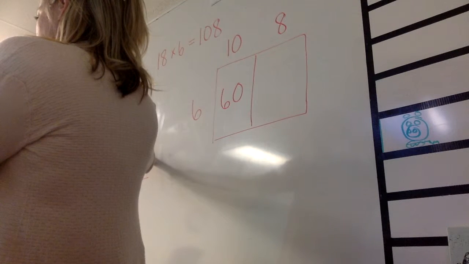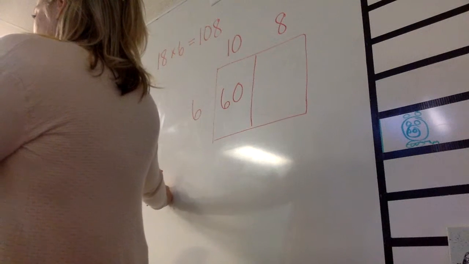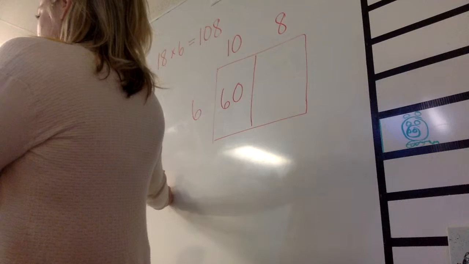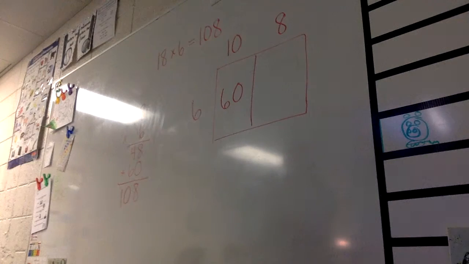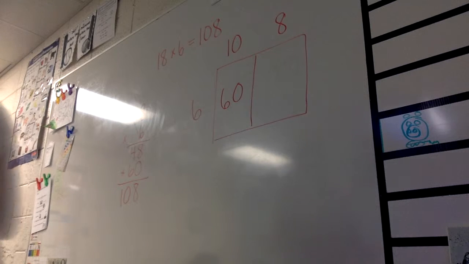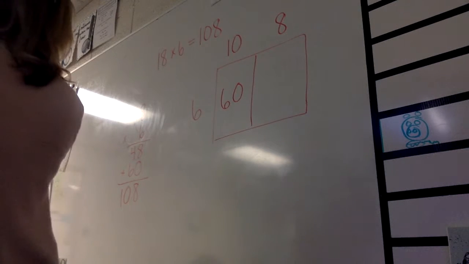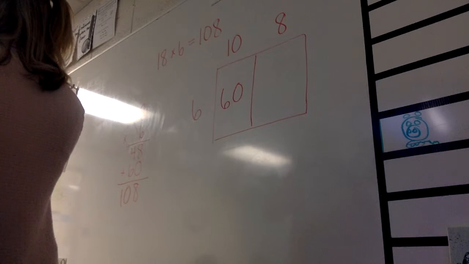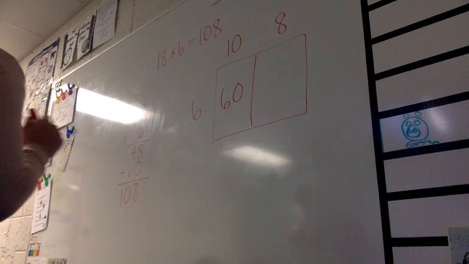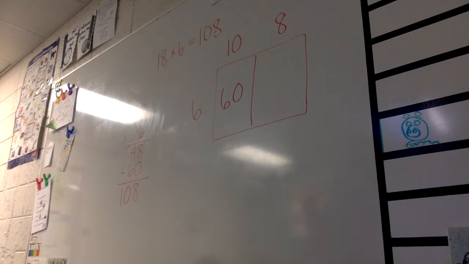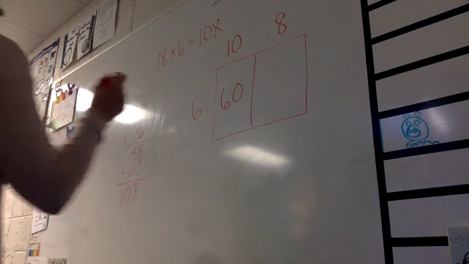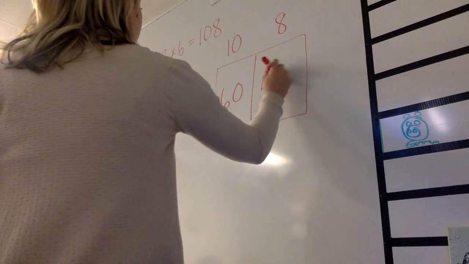Melody, what is 6 times 8? I mean 48. 6 times 8 is 48. Okay, now I have my two numbers.